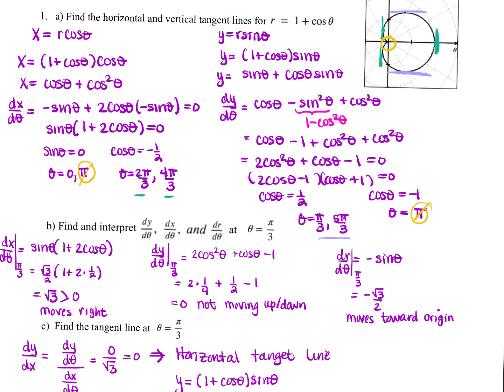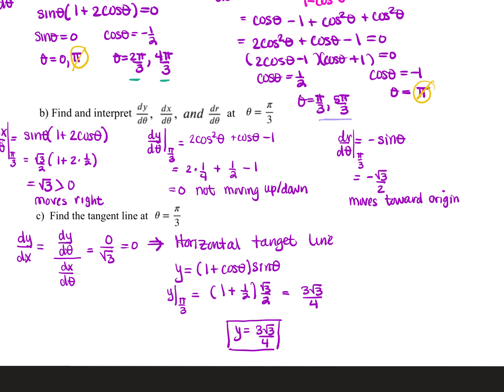Next thing it wanted was the tangent line. So if we want the tangent line, the first thing you need to do is find the slope. But remember, we just did that. We just found the dy/dx. We found dy/dθ was 0 at pi over 3. dx/dθ is root 3, so 0. So that is a horizontal tangent line. If it's a horizontal tangent line, we're only looking at the y value. So the y value at pi over 3 is 3 root 3 over 4.